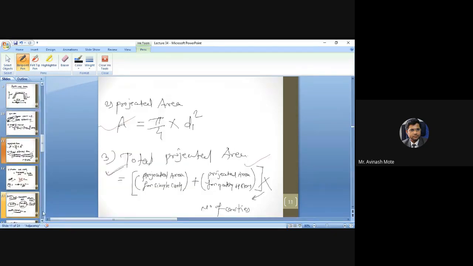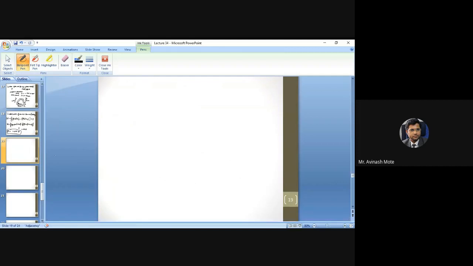Projected area, simple projected area for a single cavity. This will be the projected area: the area facing the top mold, so that pressure will be given on that area.